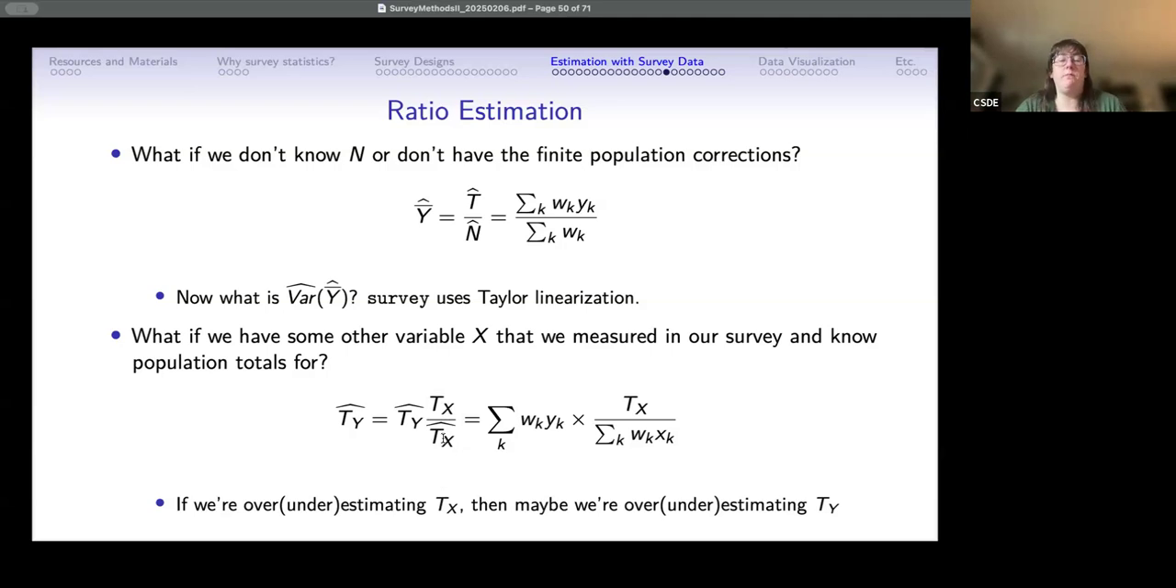If the ratio of those two numbers is very far from 1 and it's above 1, we would know that our survey is underestimating whatever that X variable is, say it's income. If it's very far below 1, we would be overestimating the total income. So if we assume that the over or underestimation of Y is in the same direction as the over or underestimation in X, then we might use this ratio to sort of inflate our estimate of Y based on what we know about how our survey estimates X as compared to the truth. Okay.